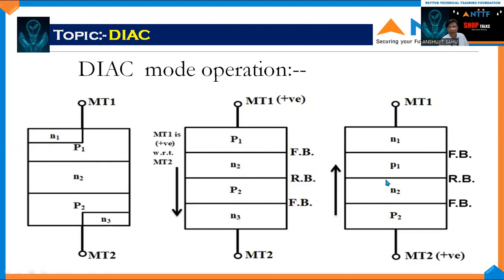This is the second mode of operation, when MT2 is more positive than MT1. This mode of operation is similar to the first operation, but the difference is the current path will be in the opposite direction.